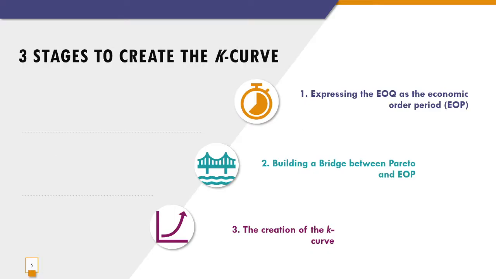The Kcurve is created by following the three stages below. Stage 1 consists of expressing the EOQ as the economic order period, which I will be referring to along the training as EOP. Stage 2 involves building a bridge between Pareto and EOP. And stage 3 is the creation of the Kcurve.